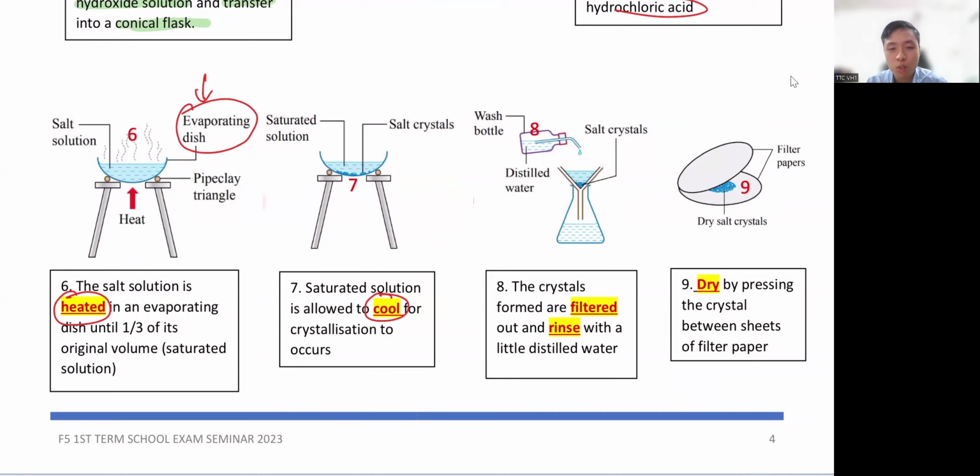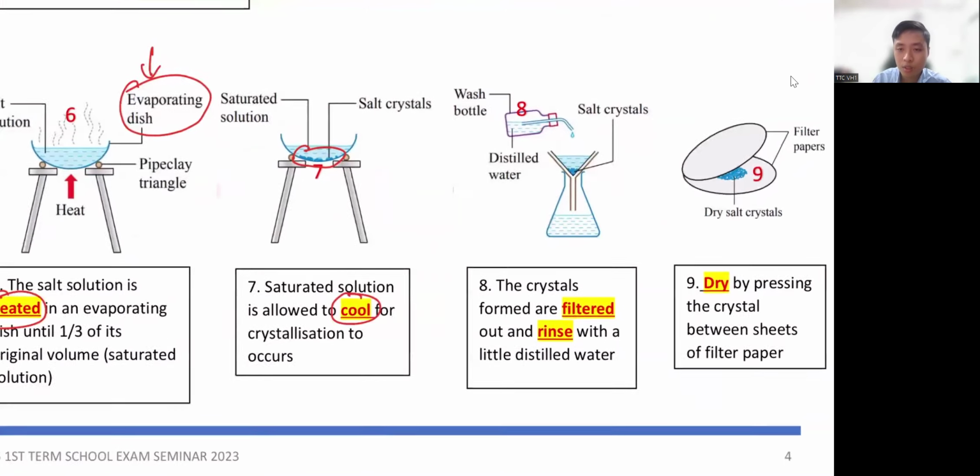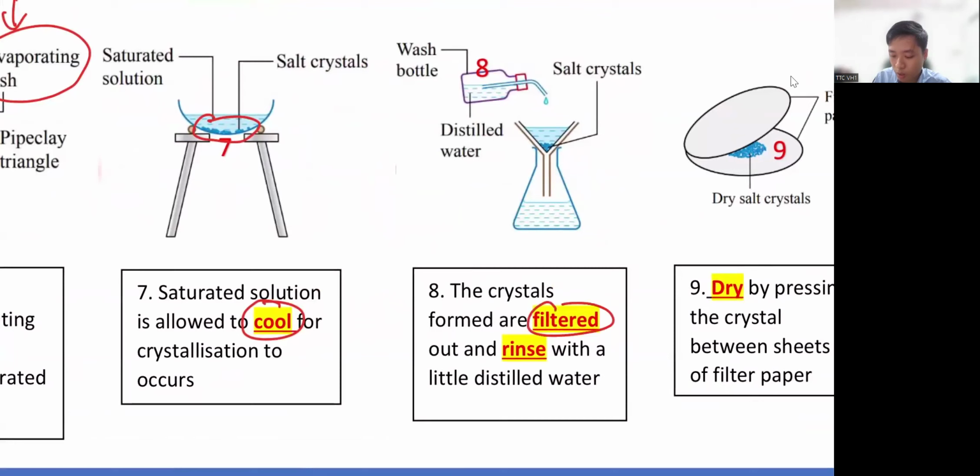What you do is you allow it to cool. After cooling, crystallization occurs, which means you get the blue or blue-purple salt coming out. Then you take out the salt. How? By using a filter. You filter it, then you rinse it. You filter all the water out.